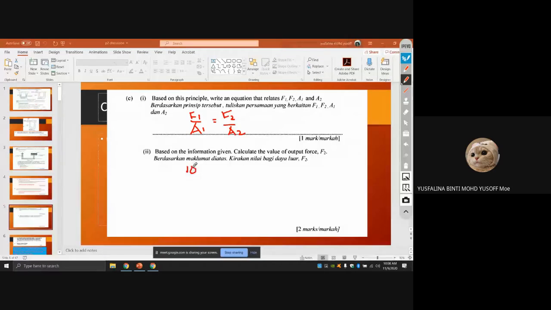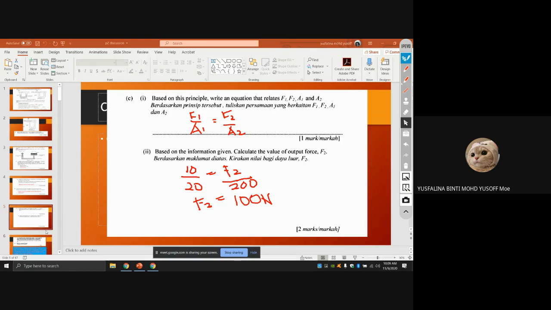10 divided by 20 equals F2 divided by 200. Then you just cross multiply, and you get F2 equals 100 Newton. So that is the answer.